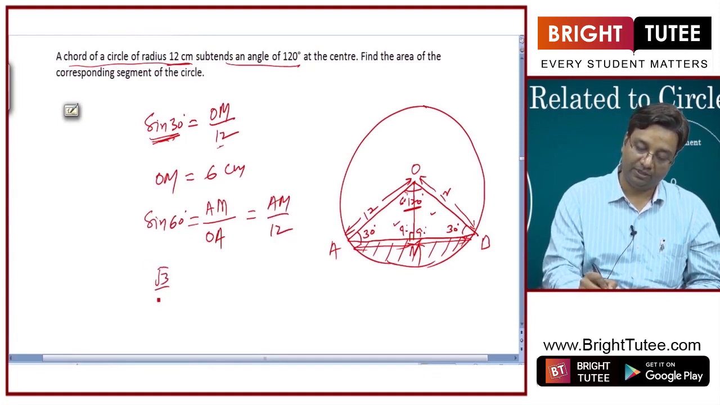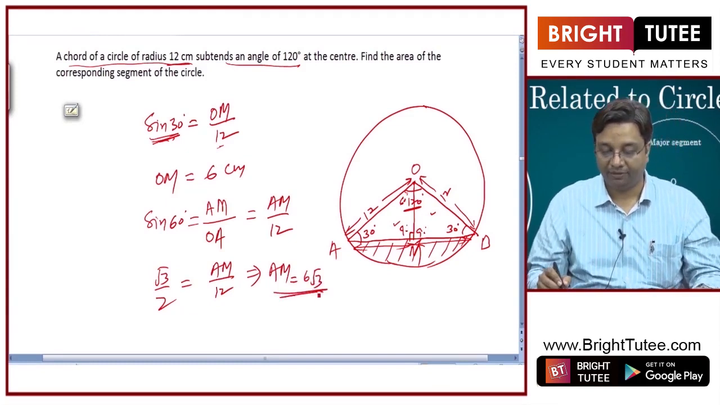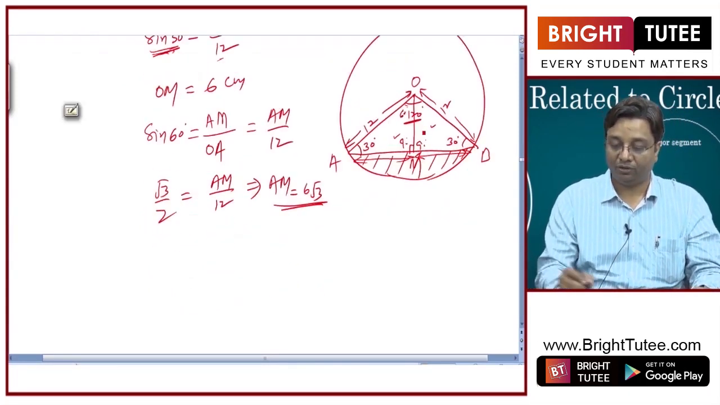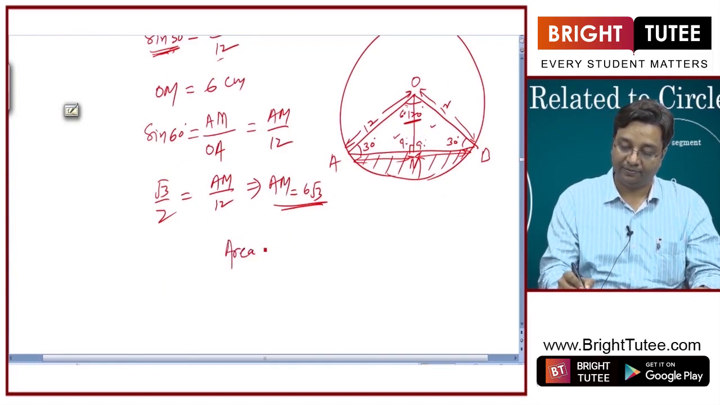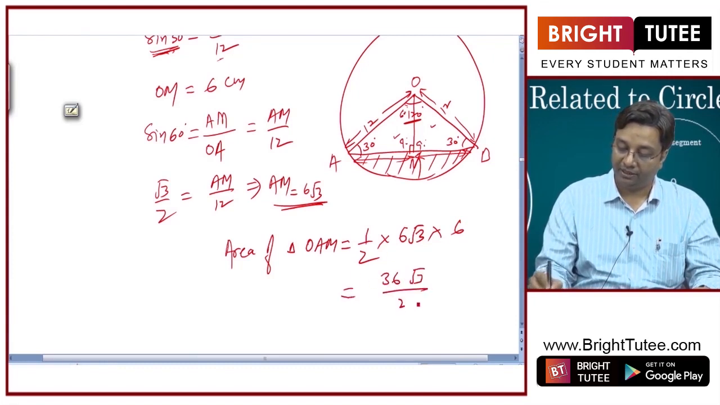Sine 60 is root 3 by 2. So AM is equal to 6 root 3 centimeter. So I've got AM, I've got OM. So area of triangle OAM is equal to half AM, which is 6 root 3, OM, which is 6. Okay, so it is equal to 36 root 3 by 2.